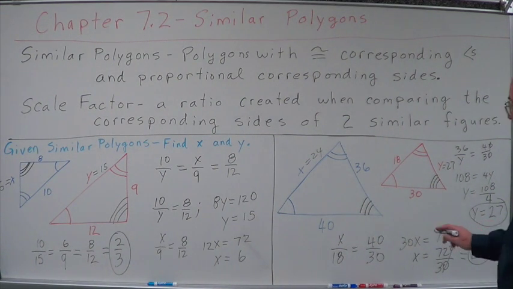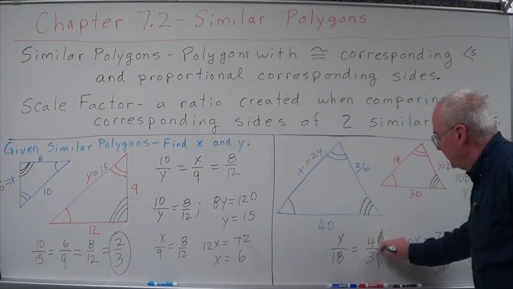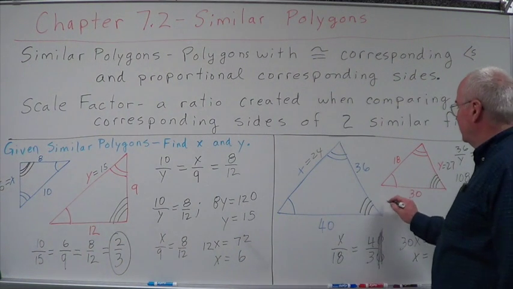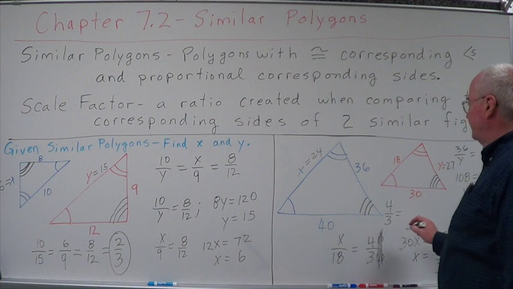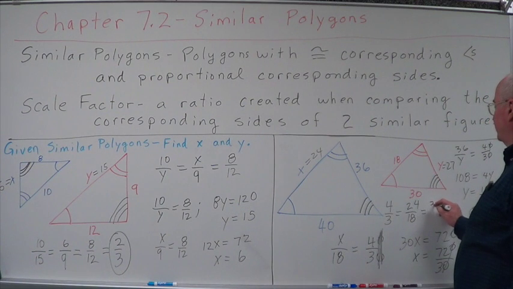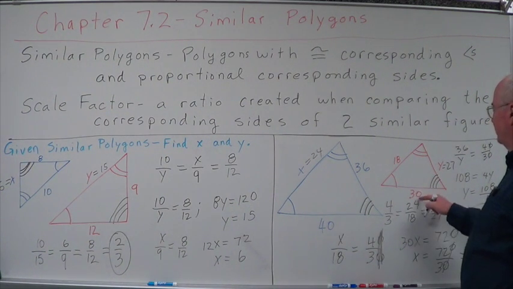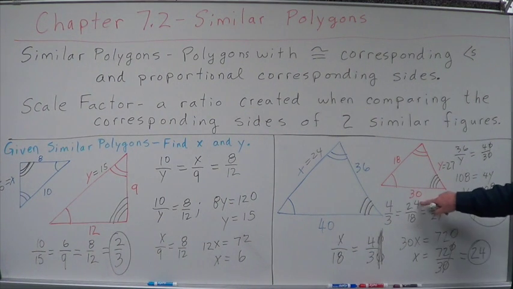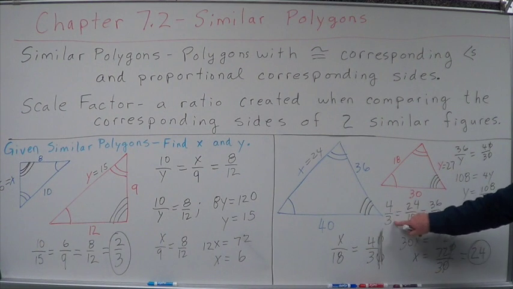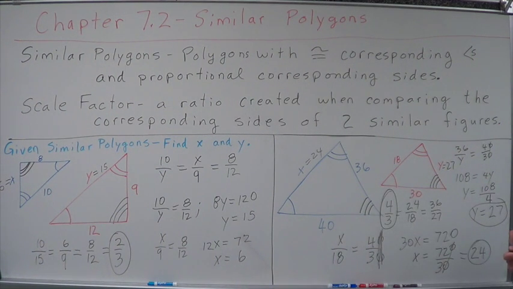Well, what are these proportions? We already know. They're 4/3. So we've got 4/3 equals 24 is to 18 equals 36 is to 27. Take 6 out of this, divide 24 by 6, you get 4, divide 18 by 6, you get 3. So that equals 4/3. Divide 36 by 9, you get 4. Divide 27 by 9, you get 3. You get 4/3. So all of the sides are proportional.